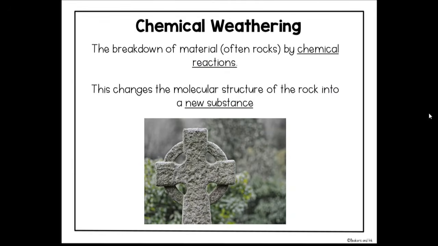So let's take a little bit of time and talk about chemical weathering. Chemical weathering is different than mechanical weathering because it's the breakdown of material by a chemical reaction. This actually changes the molecular structure of the rock into a new substance. We can't get the original substance back. It's something completely new.